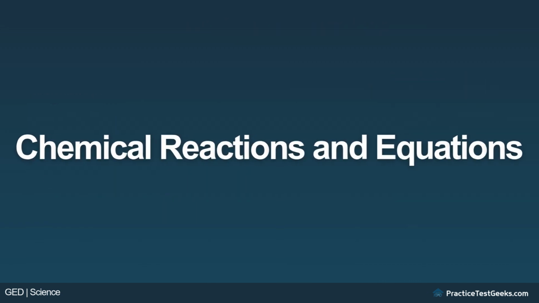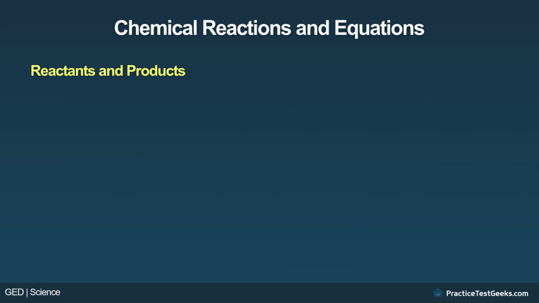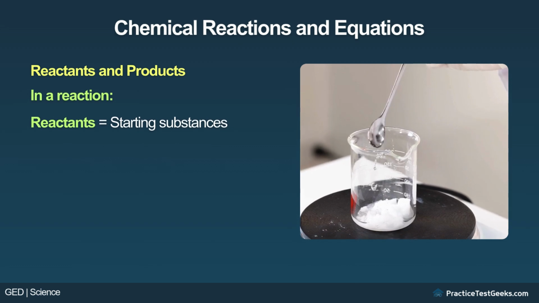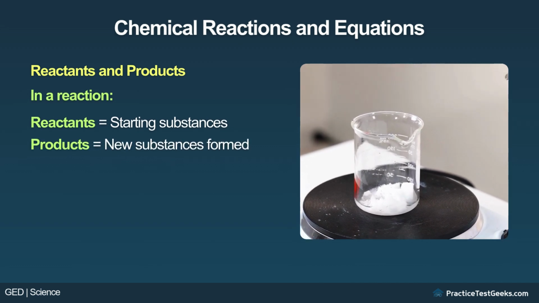Understanding chemical reactions is important for the GED science test. You do not need to memorize complex formulas, but you should understand how substances change during a reaction. Reactants and products. Every chemical reaction starts with reactants and ends with products. Reactants are the starting substances. Products are the new substances formed during the reaction.